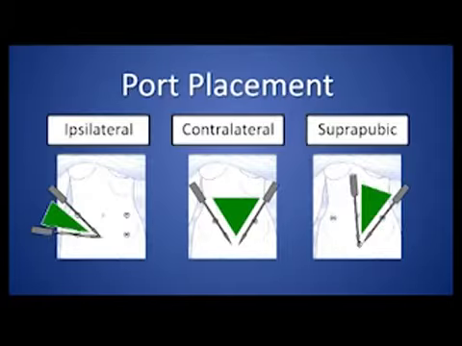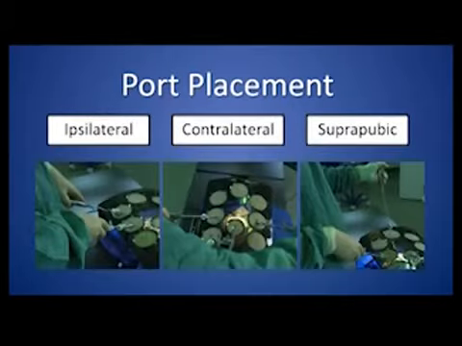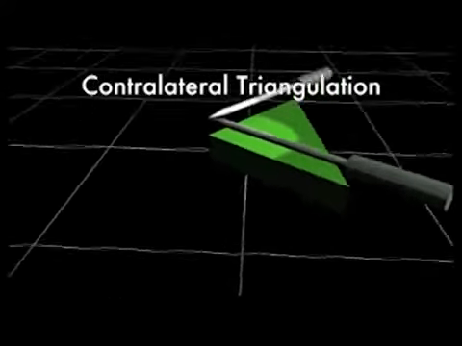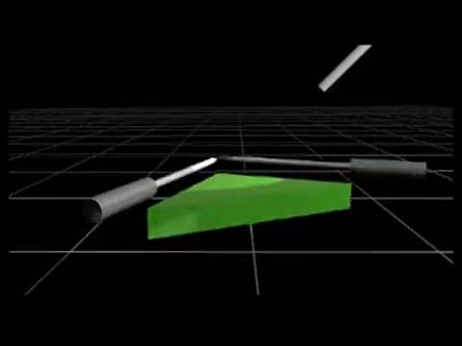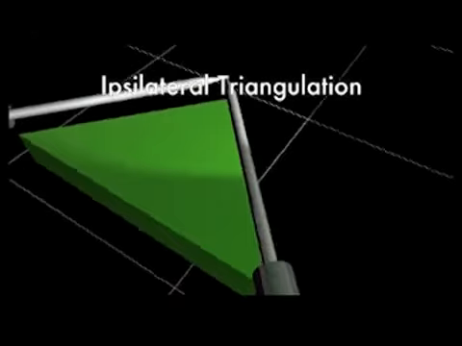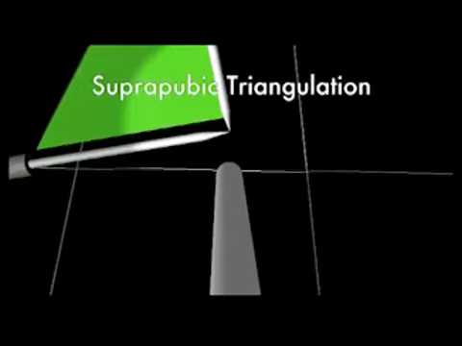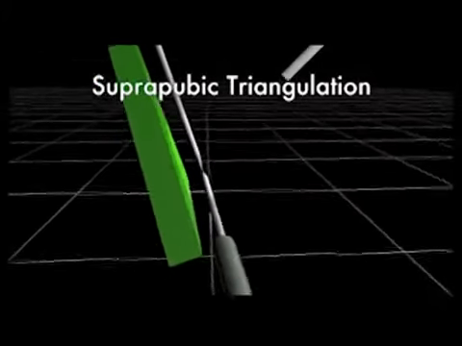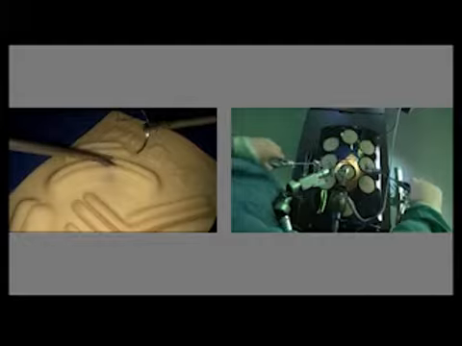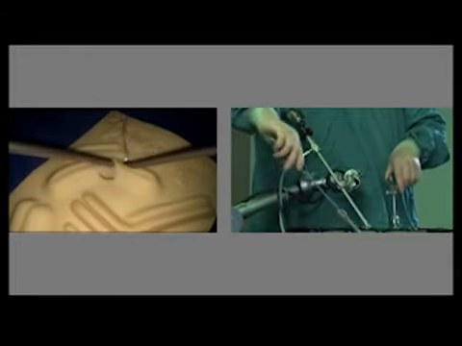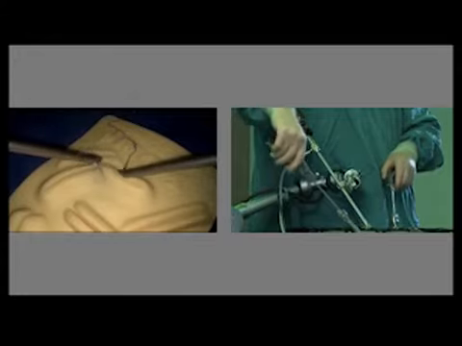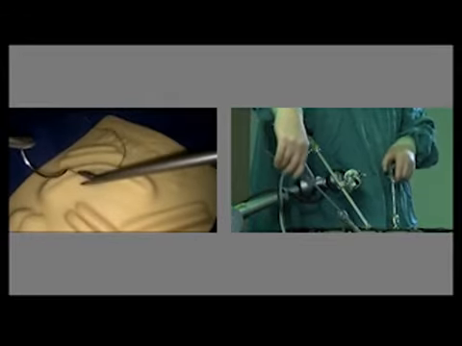When two ports are placed, a plane between these ports is created. The relationship of this plane in relation to the laparoscope is referred to as triangulation. Here you see how the planes created by these port placements correspond to the laparoscope and the resulting triangulation for each configuration. Ideal triangulation occurs when two instruments are perpendicular to one another with the camera positioned in between. However, this can be difficult to reproduce in pelvic surgery due to the poor ergonomics created by a contralateral port placement.